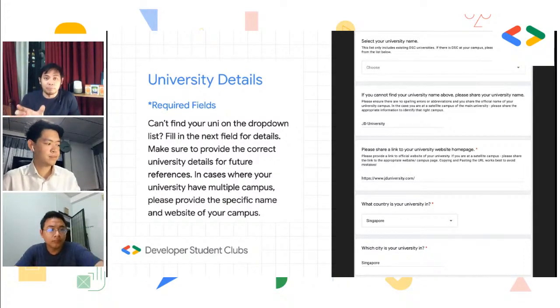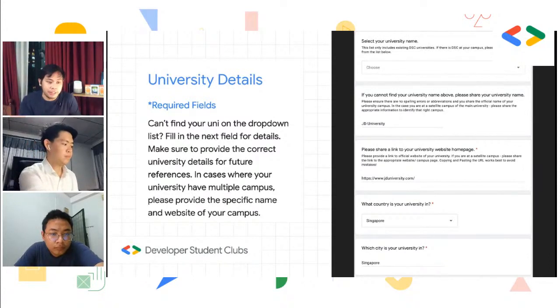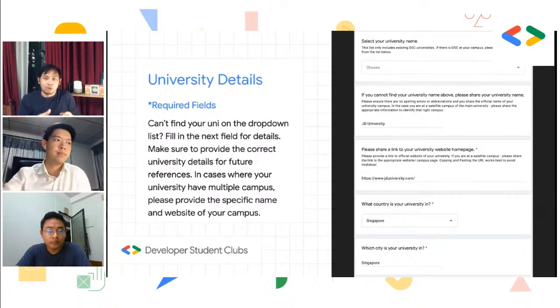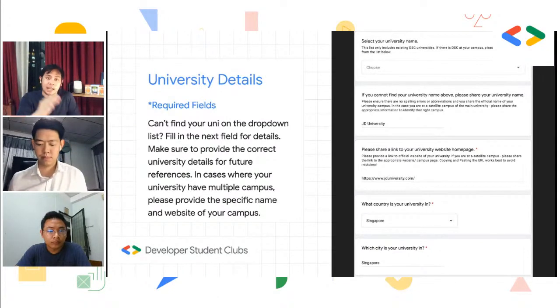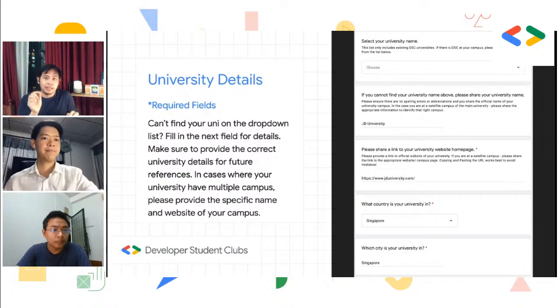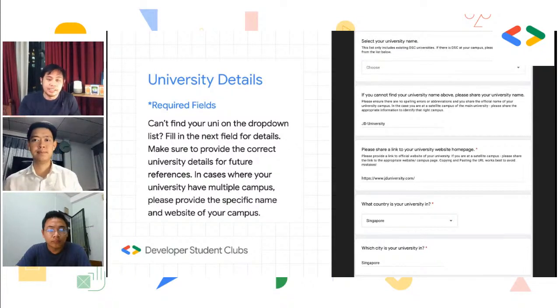specific about your campus and write it on the field on the second list right here if you cannot find your university name above. So you should type in the exact campus name, and then as well as the campus homepage, because I noticed some of the universities, they have a specific campus webpage as well. So just make sure that you have to be exact in that part as well. And then the country and the city of where your campus is.